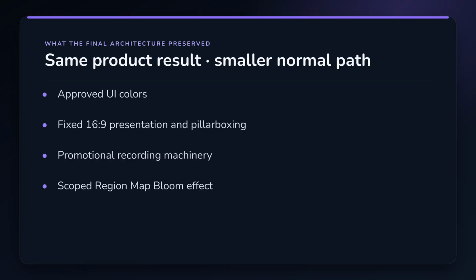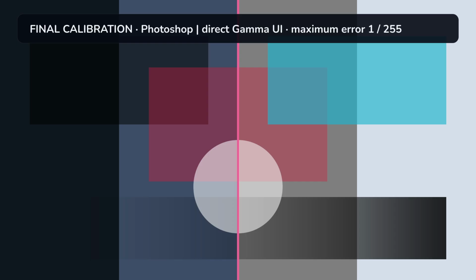In this project, Gamma preserves the authored UI directly. The fixed 16:9 presentation needs no compositor. Promotional recorders request a temporary compositor only during capture. The region map screen requests that compositor only while its purple bloom effect is active. Once those facts were separated, the always-running path had no job left. We kept the approved colors, the fixed presentation, the capture machinery, and the glow. What changed was the scope of the expensive work.